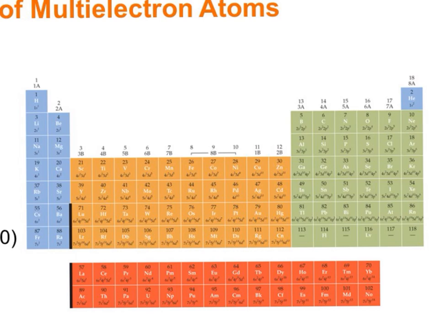Let's take a look at lithium. Lithium is our third element, so it has 3 electrons. To determine lithium's electron configuration, we're going to read the periodic table like a book, top to bottom, left to right.